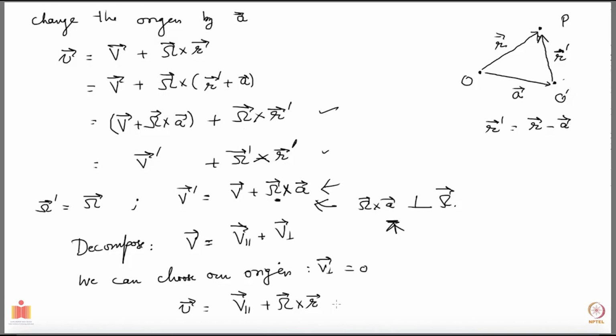So we define the instantaneous axis of rotation of a rigid body. And what is that? That axis is the axis about which the rotation is happening at this moment. And of course, the body may also be translating along that axis. And this axis is called the instantaneous axis of rotation. And the most general motion of a rigid body is the motion of a screw.